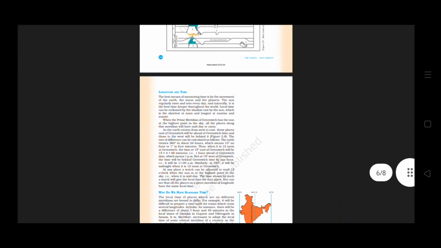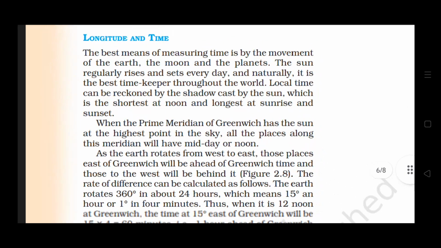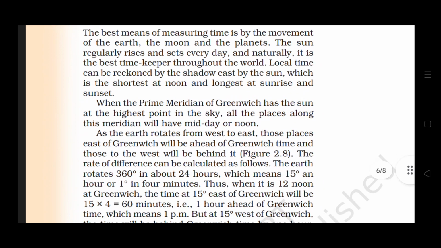Now let us try to understand what longitude and time are. The best means of measuring time is by the movement of the earth, the moon and the planets. The sun regularly rises and sets every day, and naturally it is the best timekeeper throughout the world. So the movement of the earth helps us keep time throughout the world, which I've already discussed. Local time can be reckoned by the shadow cast by the sun, which is the shortest at noon and longest at sunrise.